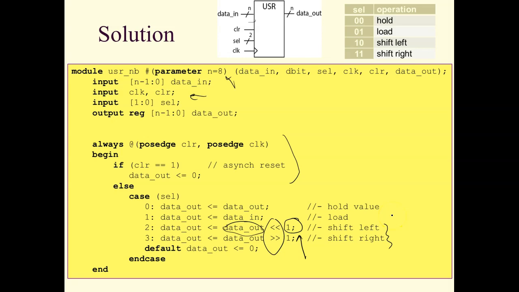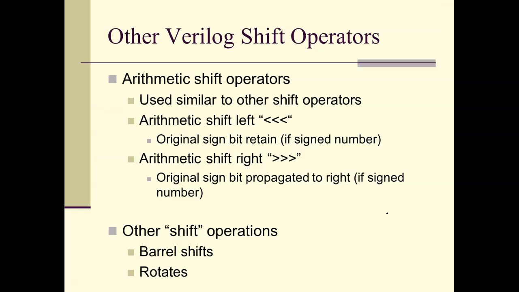Once again, the difference between doing it manually and using these shift operators is you lose control over that bit that's going to be inserted as a result of the shift operation. So there are other shift operators in Verilog. Essentially, there's arithmetic shift operators. Here's arithmetic shift left. This is arithmetic shift right.